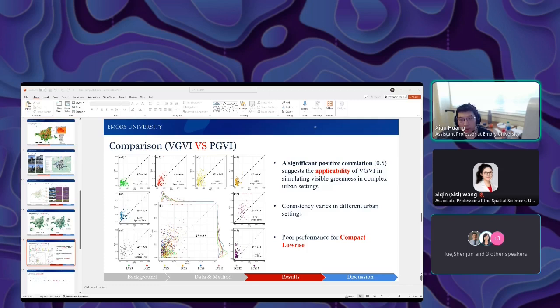We observe a very poor correlation in the compact low-rise area, but in the open low-rise area and open mid-rise area, we observe high consistency. So it means that for greenness simulation models, we need to pay more attention to performance variation. And in certain urban settings, like the compact low-rise area, its performance may fail to meet the requirements. We need to think about ways to improve our simulation model in the future.